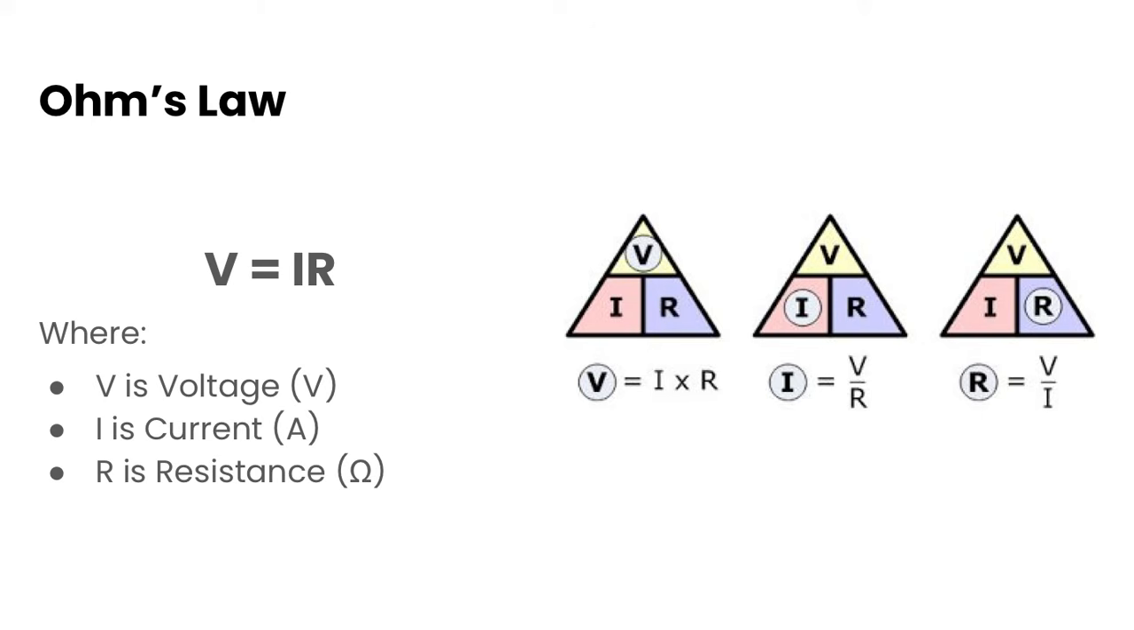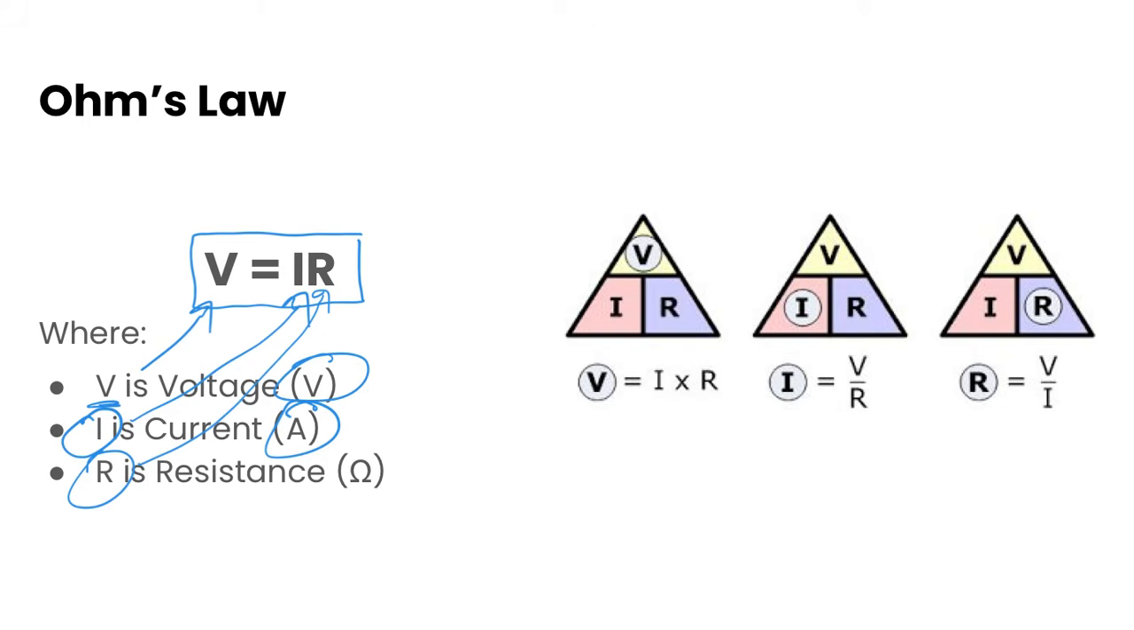Now, what is Ohm's law? Ohm's law is basically a mathematical relationship to describe how voltage, current, and resistance are related to one another. So the equation that we need is V equals I times R. V is the voltage, and that is in the units of volts. I is the current, and that's in the unit amps. And then R in this equation is resistance, and that's in the unit ohms.